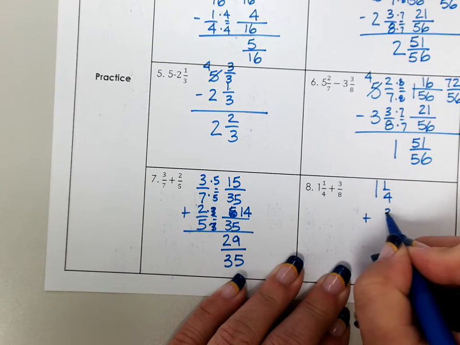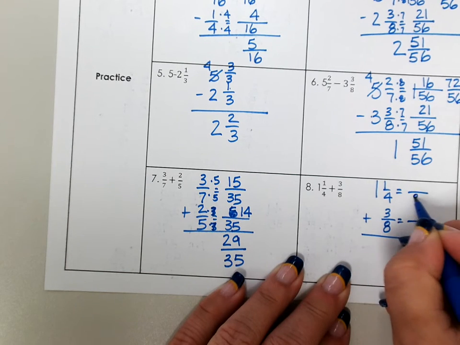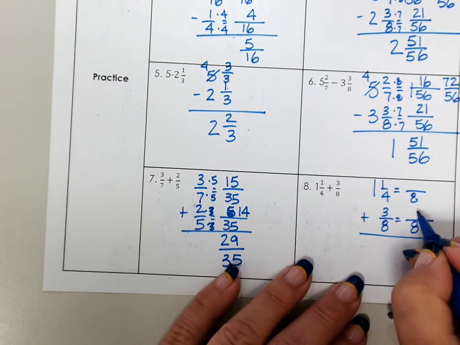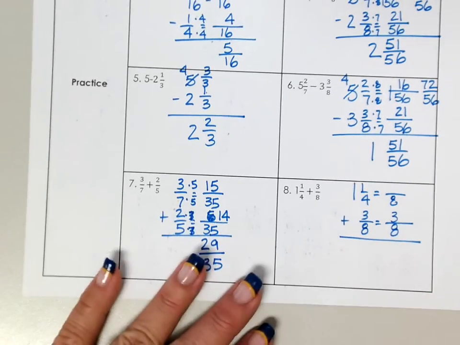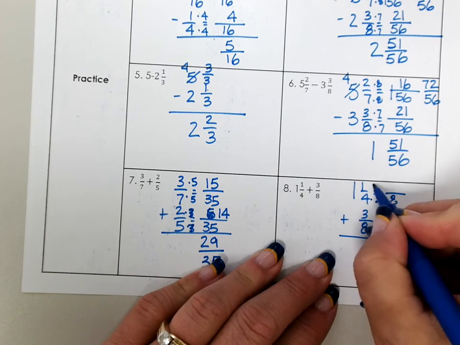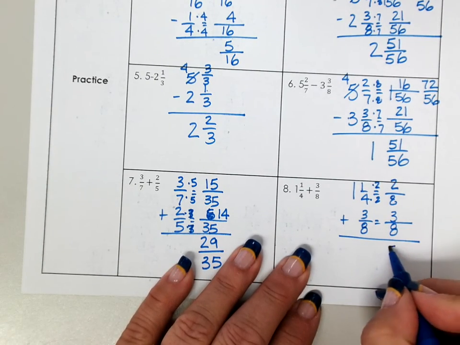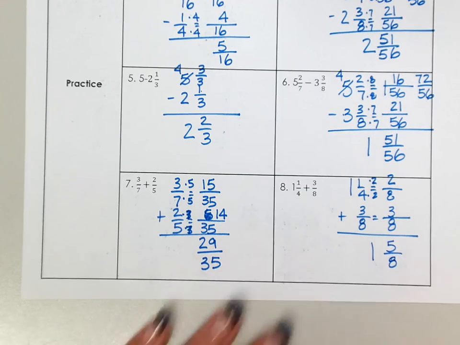1 1/4 plus 3/8. We need common denominators. Start counting by 8s, and 8 is the smallest number that can go into both. Times 2 is 2. So 2 plus 3 is 5, and bring down that 1.